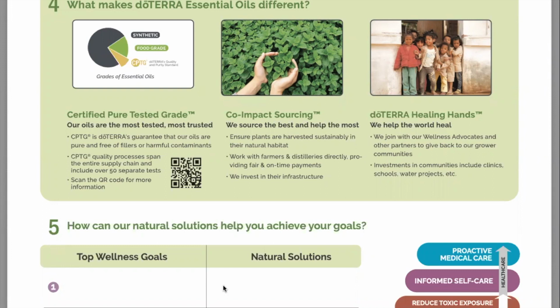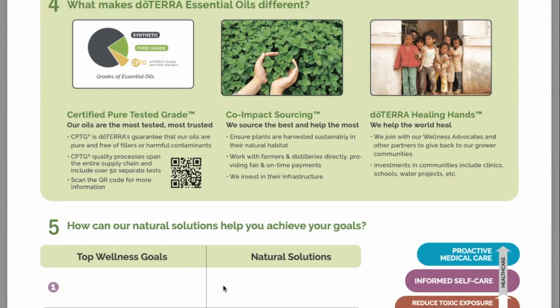The second thing is co-impact sourcing. Each of these essential oils is harvested sustainably, and they work directly with the farmers, where there is no middleman involved, working with the farmers and the distilleries to ensure that fair wages are being paid, and that they're getting paid on time. Because as we know, especially in India, we see how unfair wages can be. Wage equality is something that should be instilled, not just for specific countries, but across the globe. And that's one of the things doTERRA does, is that they definitely invest in their infrastructure.